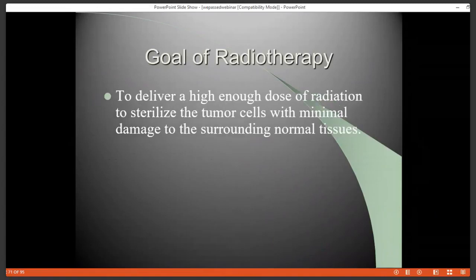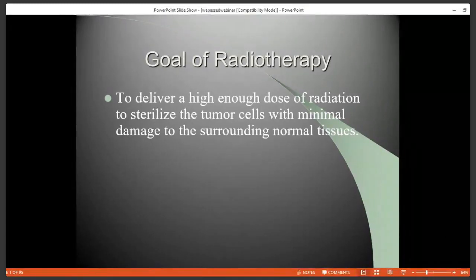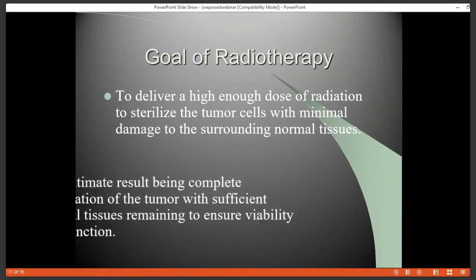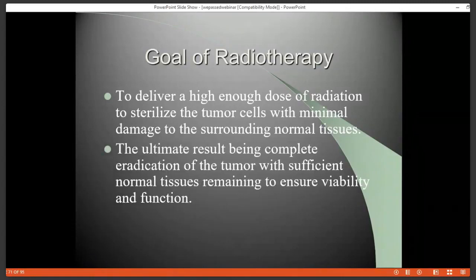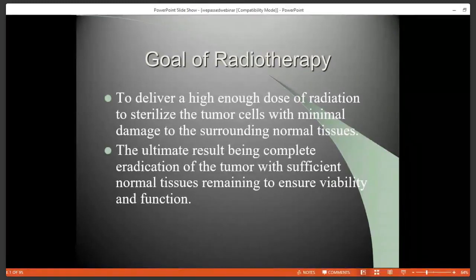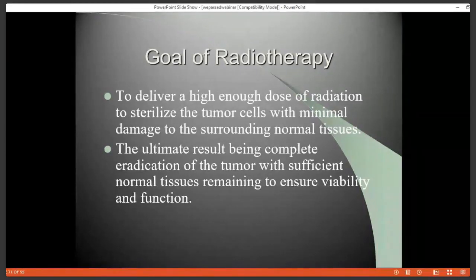The goal of radiotherapy is a very high dose of radiation, which should kill or sterilize the tumor cells with minimal damage to the surrounding normal tissues. The goal is really to leave behind some healthy tissue that can repopulate afterwards, while still giving enough radiation to control or kill the tumor cells. The result, hopefully, is the complete eradication of the tumor with sufficient normal tissue remaining to ensure long-term viability and functioning. In very early therapy, with radiation given all at once or in very high doses, sometimes the treatment was worse than the disease itself. So the doses we give today allow for some viability and functioning of normal tissues, again hopefully resulting in eradication of the tumor itself.